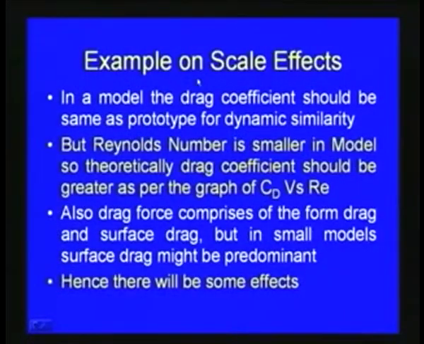Now, as I mentioned, the scale effect is a major problem. Some examples of scale effect: in a model the drag coefficient should be the same as the prototype if dynamic similarity is met, but you can see that the Reynolds number is smaller. So, in the model, theoretically the drag coefficient should be greater. If you draw a graph of CD, the coefficient of drag, versus the Reynolds number, you can see that the Reynolds number is smaller in the model, so the drag coefficient should be greater.